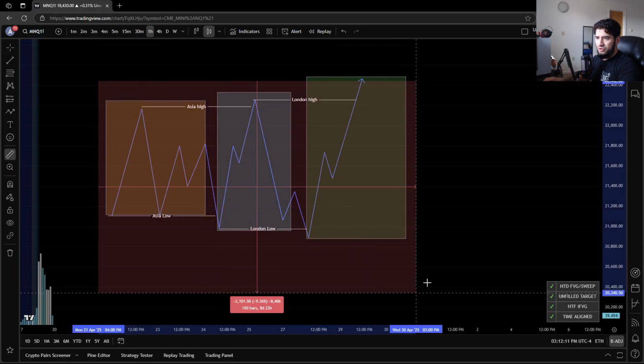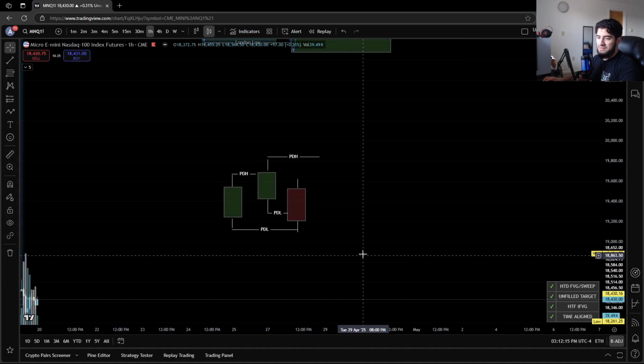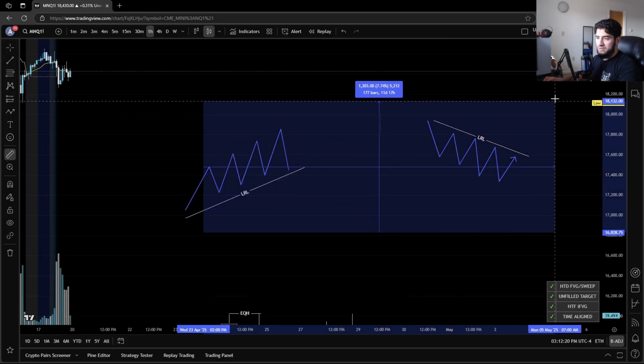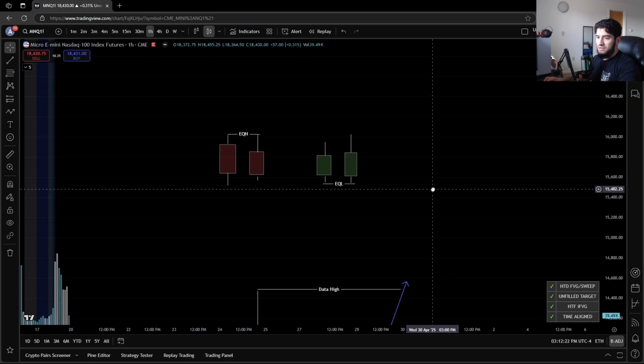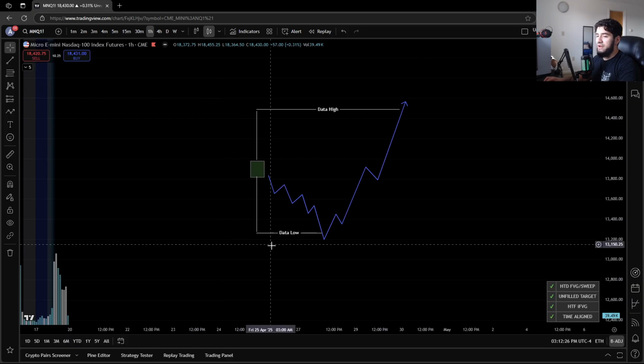Starting off, we have session liquidity, right? We also have previous day highs and previous day low liquidity. We have low resistance liquidity, right, as you guys see on both of these ends. We have equal highs and equal lows. And finally, we have data highs and data lows, right?